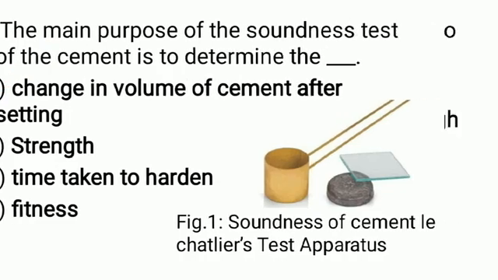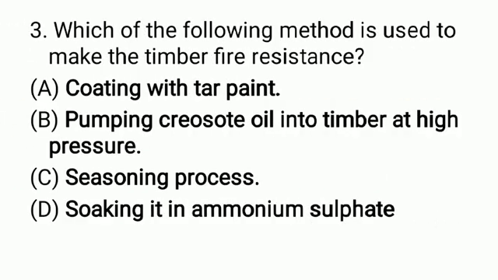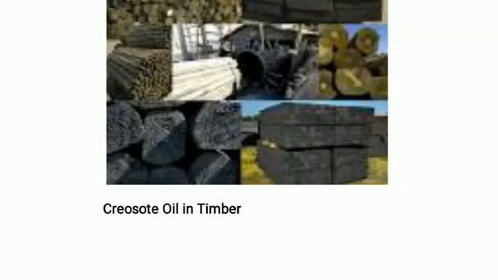Next question, which of the following methods is used to make timber fire resistant? Among these, the options are coating with tar paint, that means timber is coated by tar paint, and pumping corrosive oil into timber at high pressure. This looks something like this. Okay, this is corrosive oil after applying on timber.